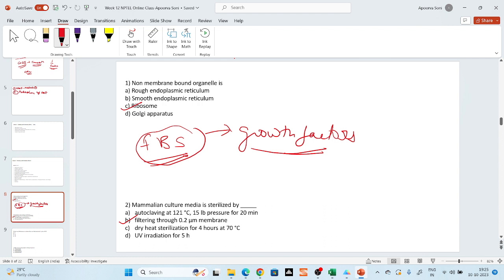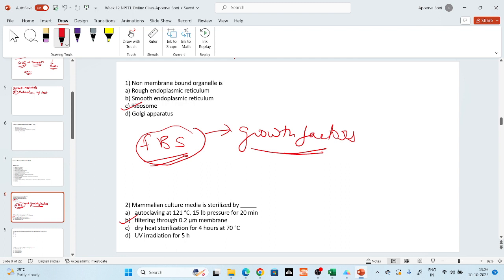Also some immunogenic molecules are there, like complement proteins. A lot of things are there in this FBS. So this is a serum. Serum will help in the proper growth, and it will provide the proper nutrition for the media.